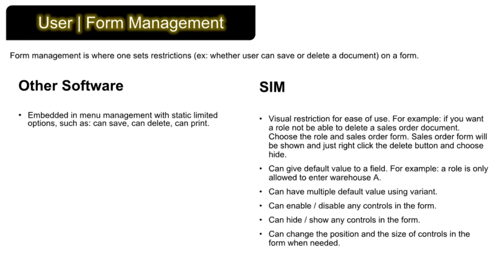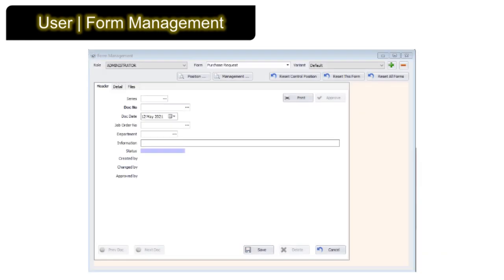You can even change the position and size of a control in the form when needed. For example, you want to move the print button from the lower position to the upper right corner of the form. This is the interface for the form management, Mike.